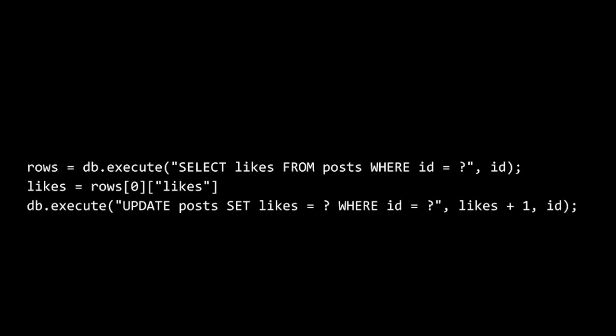So how do I do that? Well, I execute on the database, update posts set likes equal to question mark. And then I just plug in likes plus 1.